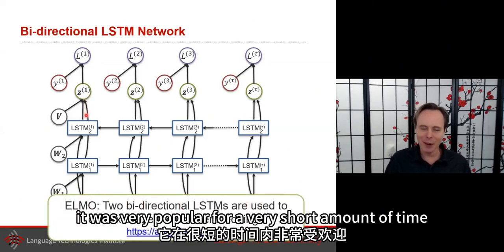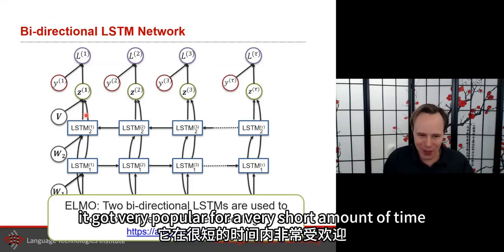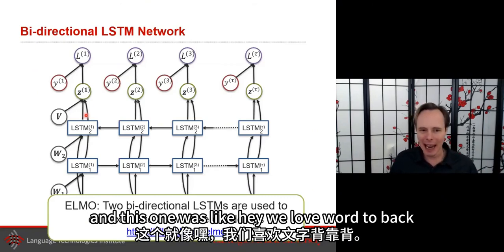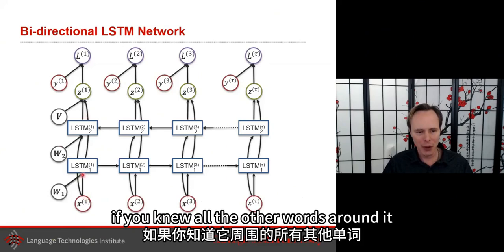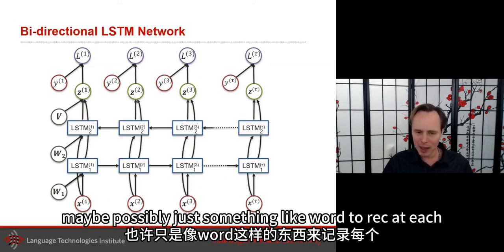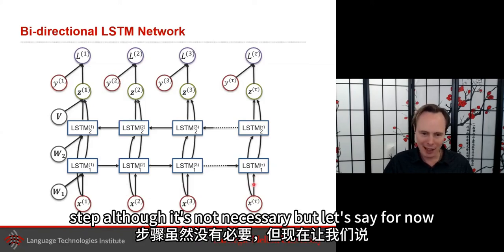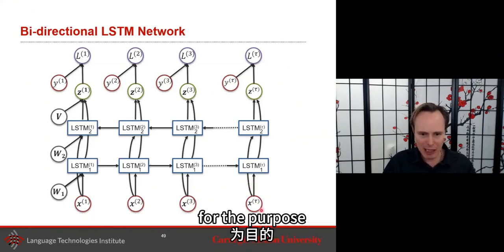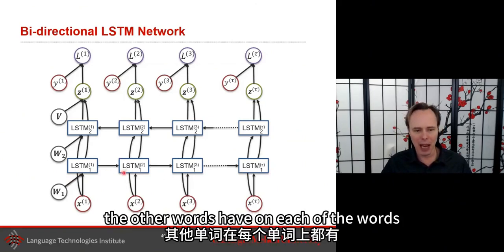There was a model that was very popular for a very short amount of time. It was Elmo. And this one was like, hey, we love word2vec, but there's all this ambiguity with words like plant. And it seems that if you knew all the other words around it, it would work better. So the idea is, let's do maybe just something like word2vec at each of these steps, although it's not necessary, but let's say for now that each word has its own representation. And then I'm going to use an LSTM to encode how much influence the other words have on each of the words.